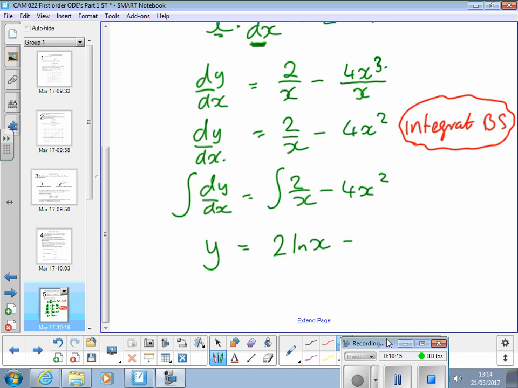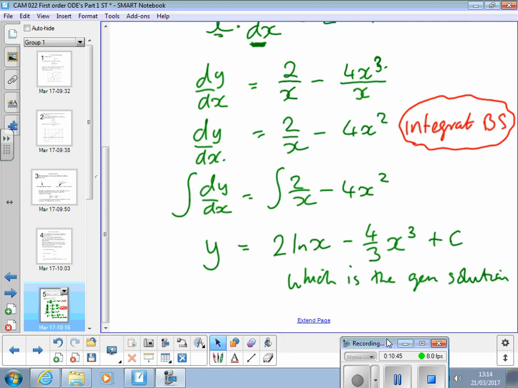minus 4/3 x cubed plus c. Okay, and that is the general solution. Everybody understand, follow that one?